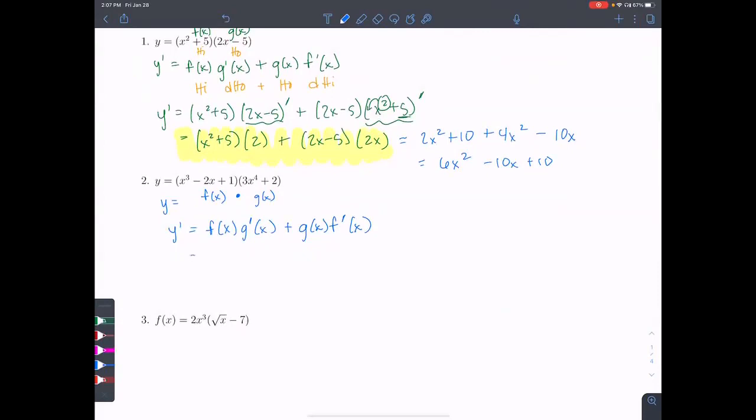So here we have x cubed minus 2x plus 1. That's our f function. The g function, we want to take the derivative of. The derivative of this is going to be 12, because that 4 would go down front. So 3 times 4 is 12 x to the third plus 0.